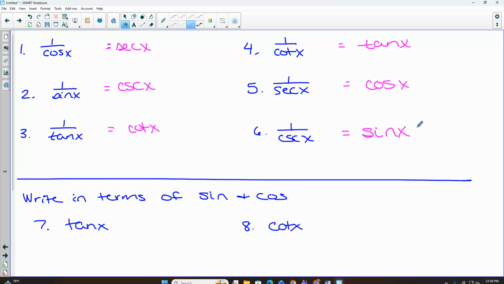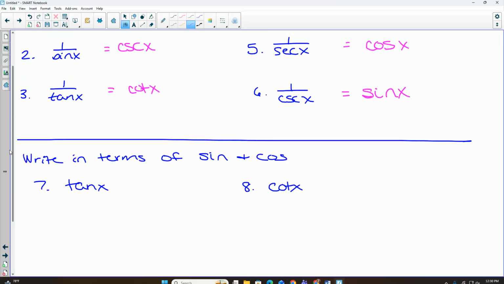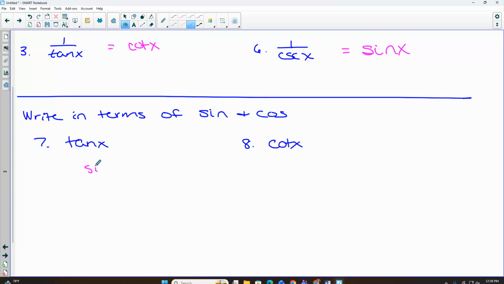Alright, so is everybody confident they know their reciprocals? Okay, the other thing that comes up frequently that you really need to know is how to write tangent and cotangent in terms of sine and cosine. What is tangent? What is cotangent? Okay, because they're reciprocals, so it's just flipped. All right, any questions there?